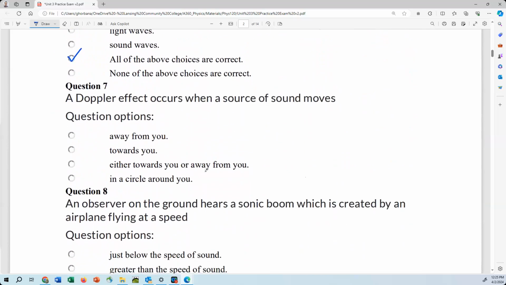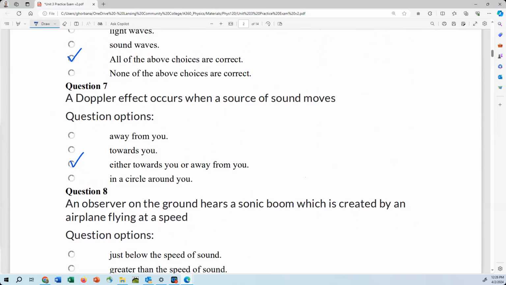So question number 7. Question number 7 is telling us that a Doppler effect occurs when a source of sound moves away from you, toward you, either toward you or away from you. Whenever we have a source of wave, and it can be a sound source or light source, it doesn't matter, if the source is moving toward you or moving away from you, you will have a blue shift or red shift. Red shift is moving away from you, and blue shift is moving toward you. So the correct option here is either toward you or away from you.